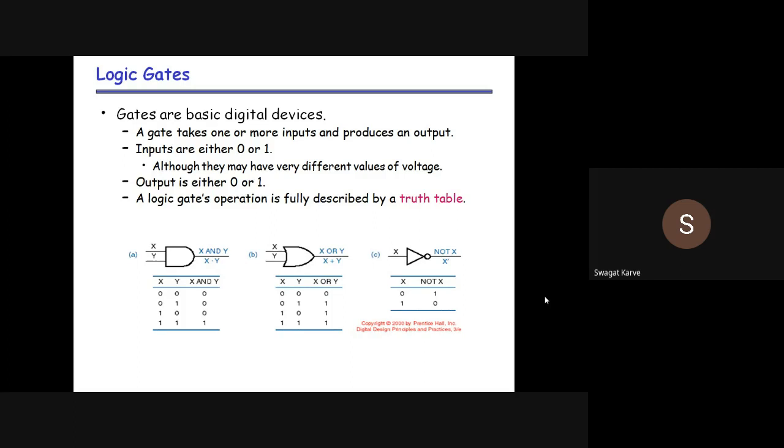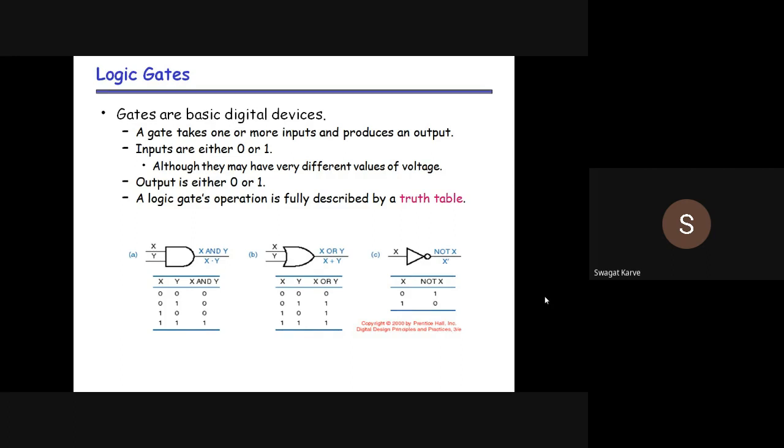Now for the OR gate, it is exactly the reverse of the AND gate. For the AND gate, if all inputs are 1, then and only then the output will be 1. Similarly, for the OR gate, if all inputs are 0, then and only then the output will be 0. For any other case, the output will be 1. That means it is exactly the reverse case of the AND gate, right?